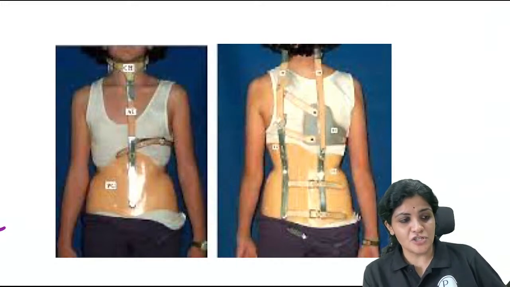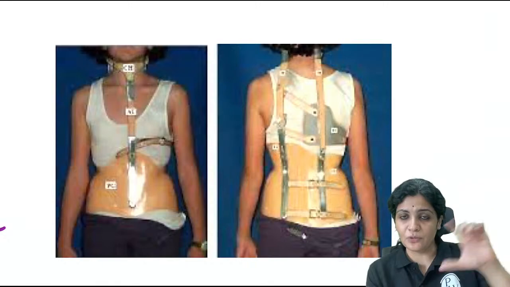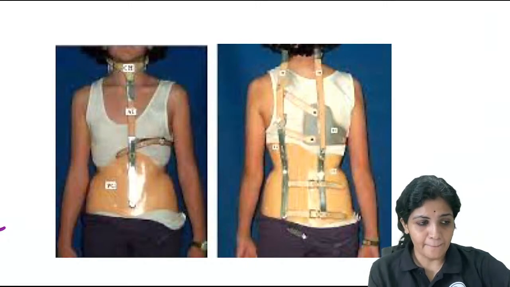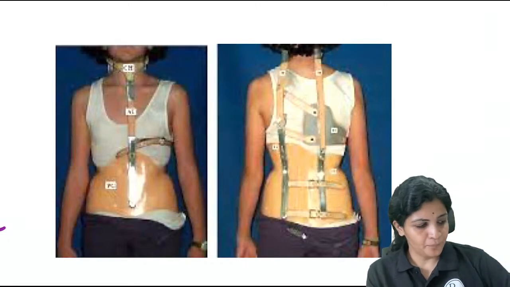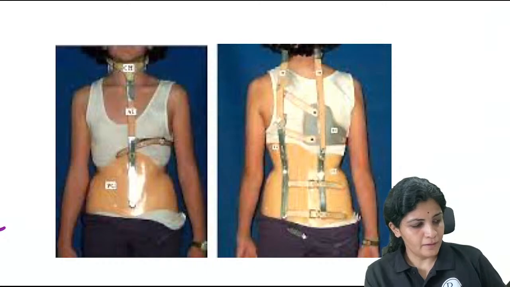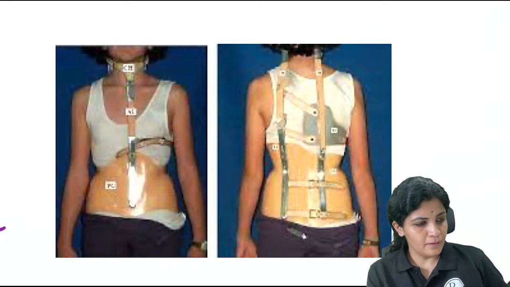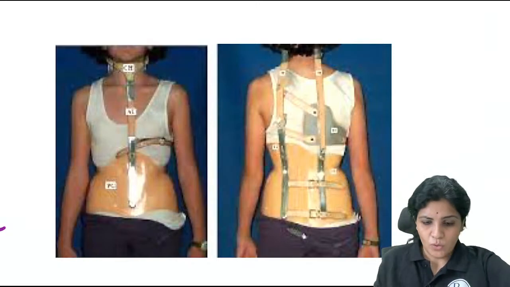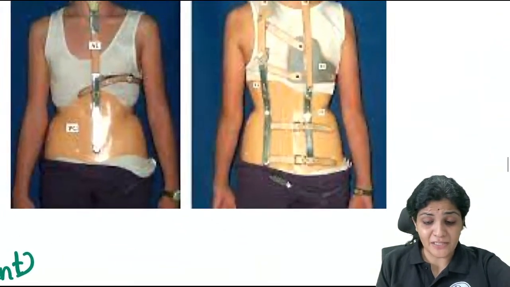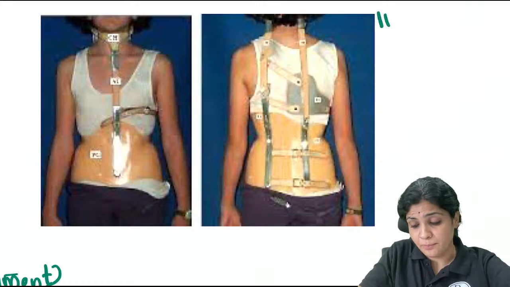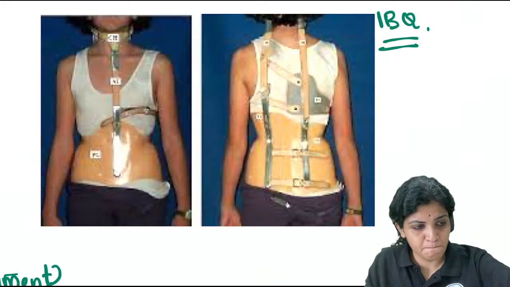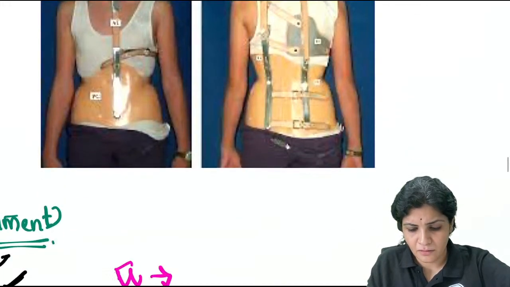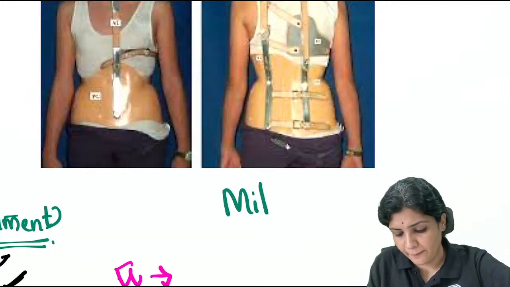What is this brace which is used for treatment of scoliosis? I have told you the 20 to 40 degree angle group. The name of this brace is very, very important. They keep asking you as an image-based question. This is again an image-based question. No, this is Milwaukee.